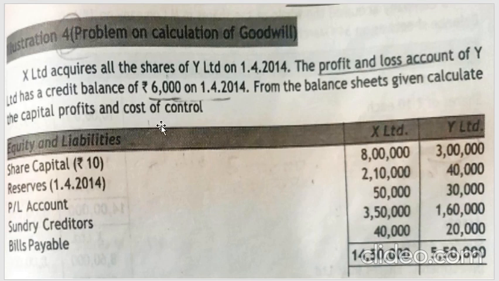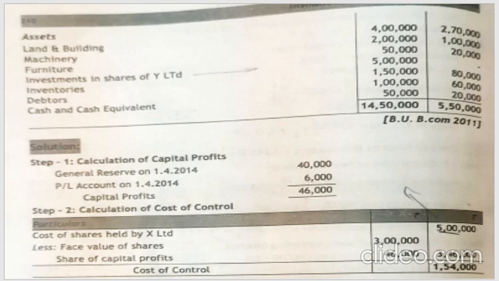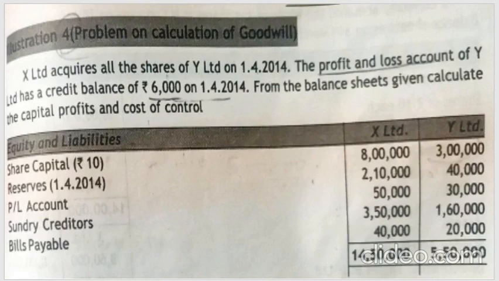For calculating capital profit and cost of control, cost of control is the information about goodwill and capital reserve. So we need only capital profit, we don't require revenue profit in that format. First we will calculate our ratio. In the first step, calculation of ratio, we need the share value of Y Limited, that is the subsidiary's shares acquired by the parent company. The question clearly states that X Limited, the parent company, acquires all the shares of Y Limited. So all the shares are being acquired.